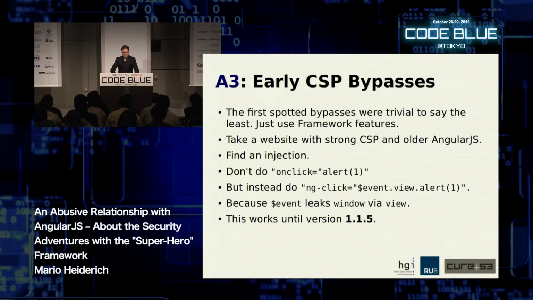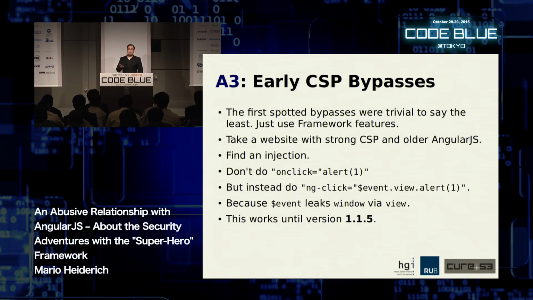And in a website that is not protected by CSP, where you have an injection, you can easily do this. You just inject the onclick, alert one, and done. Cross-site scripting. Trivial. But if CSP is existing, you can't do that because it's blocked. Not if AngularJS is there.